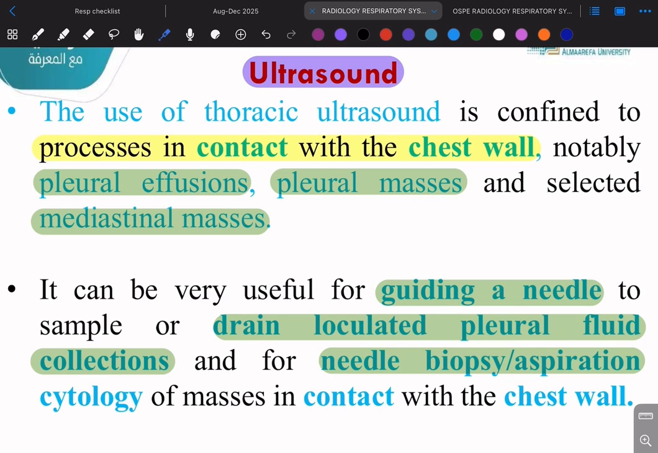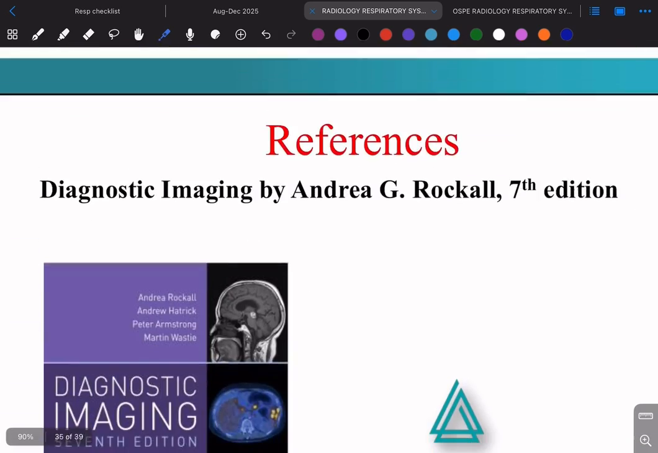I mean, if you want to insert a needle in the thoracic cavity, for example, for draining pleural fluid, for a needle biopsy, anything that has a needle, anything that we want to insert a needle, we're going to use an ultrasound. Why? It's going to guide us through and show us where exactly to insert the needle, so we don't insert the needle in a wrong position. Okay, so by that we're done with the lecture.